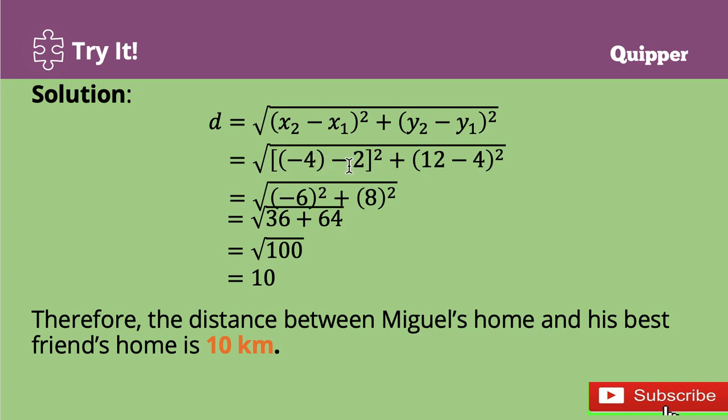Negative 4 minus 2, that is negative 6. 12 minus 4 is positive 8. Then simplify the exponent. Negative 6 squared, that's negative 6 times negative 6, which is 36. And 8 squared, we have 8 times 8 is 64. Now adding the radicands, 64 plus 36 is 100. And the square root of 100 is 10. Therefore, the distance between Miguel's home and his best friend's home is 10 kilometers away.